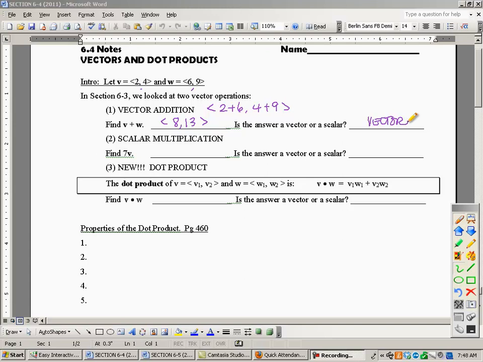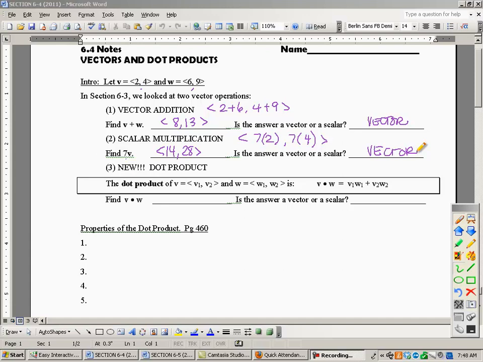All right, we also did scalar multiplication where we took a number, like 7, and multiplied by the vector. And we said, okay, take 7 times the x value, and then take 7 times the y value. And if I do that, I get 14, 28, still in component form, which means my answer is again a vector. And so yesterday, those are the things we looked at. Today we're going to talk about a dot product.